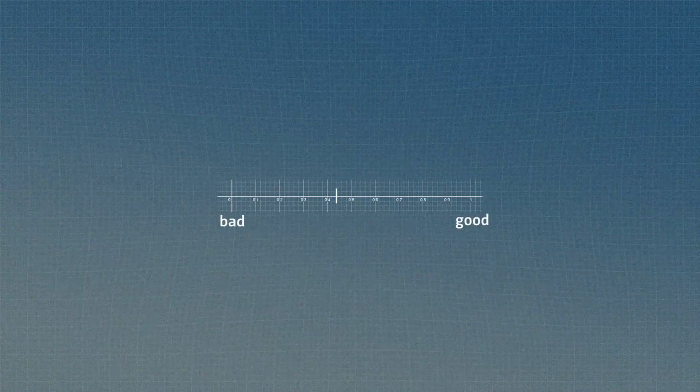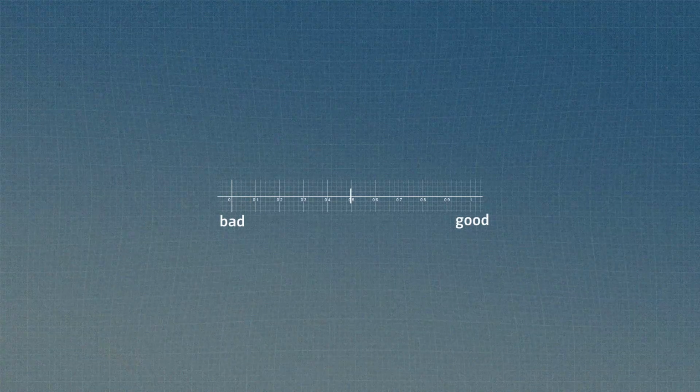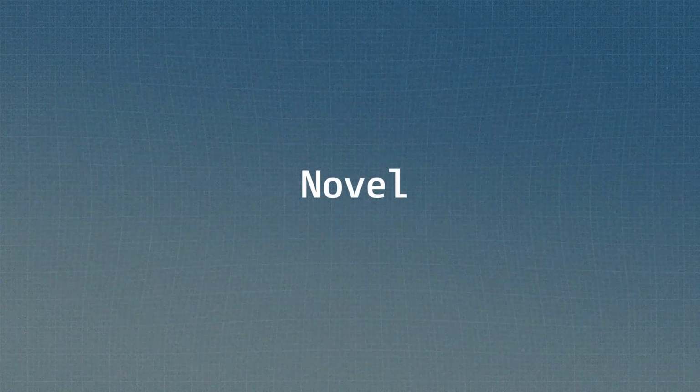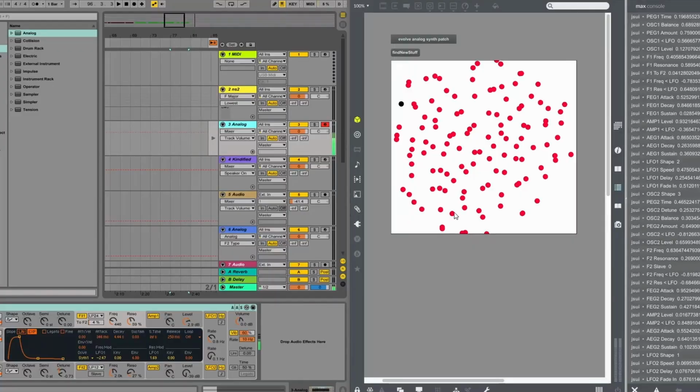Now, the fact that it's a novelty search algorithm means that the measure of how good the patch is, in other words, the criteria that determines how likely a patch is to make it to the next generation, is how novel the patch is compared to all the other patches that are being considered. So what the novelty search looks for is a set of patches that are as different from one another as possible, so that you get a diverse range of sounds to choose from.